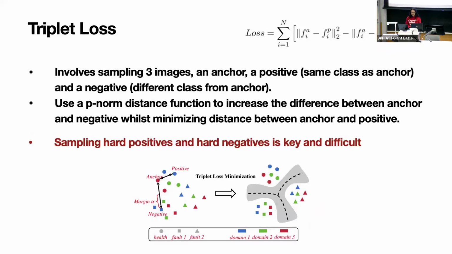So triplet loss requires sampling three different types of images: an anchor, a positive image, and a negative image. The positive image is of the same class as the anchor, and the negative image is basically of a different class from the anchor. The loss function aims to make the distance between the anchor and the positive smaller than the distance between the anchor and the negative by a certain margin. It is important to sample in the correct way for this particular function.